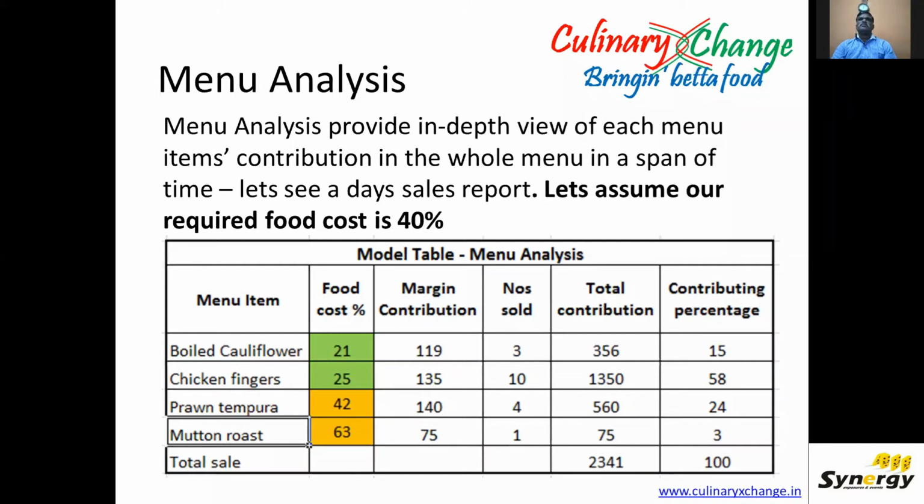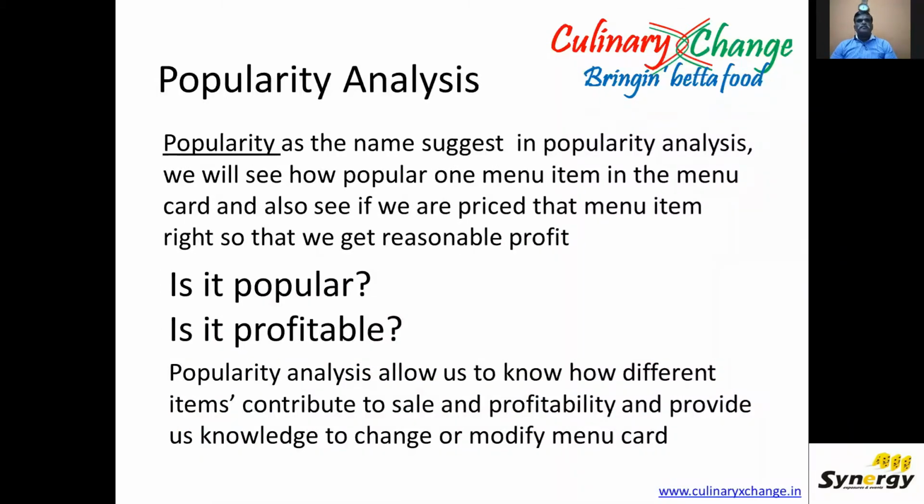so that you can go back to your previous profit percentage. Popularity. Whatever we put in the menu, there are a few items that will sell very well, a few items will sell normally, and there are a few items that will not sell at all. This is called the popularity of a menu item. This also lets us know if we price the menu right, we get reasonable profit.